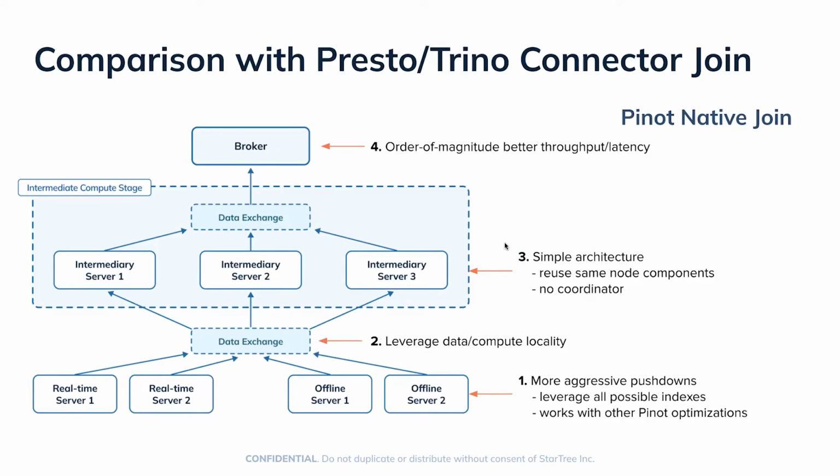Everything is running at the same time. There are no coordinators. All of the nodes here are basically just virtual nodes. You can actually run the offline servers, real-time servers, and intermediate servers all in the same container. There are no limitations on that. And what's more important is that the broker no longer becomes a bottleneck. It's an order of magnitude better in terms of throughput and latency.